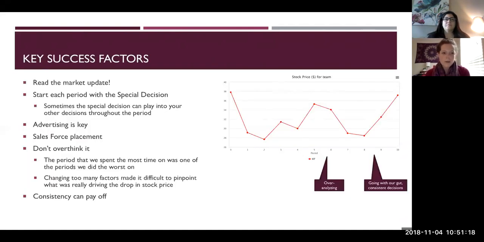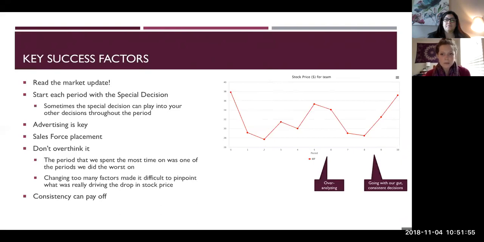So some of our key success factors throughout the simulation: as you can see, we weren't successful the whole time. You can see in the chart to the right on the stock price, we started off dropping right off the bat, but we made up for it by the end. One of the main factors for that was to read the market update. The first two periods, we didn't really pay attention to the market update that much, honestly. And we found that was a big mistake. Reading the market update exposed a lot of information that was helpful for making decisions in the future.